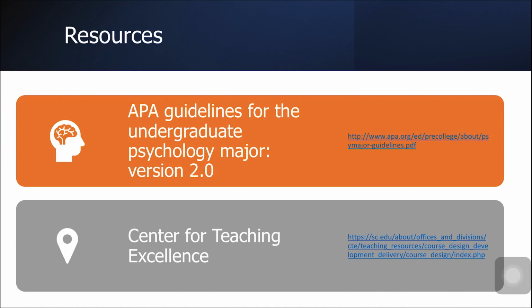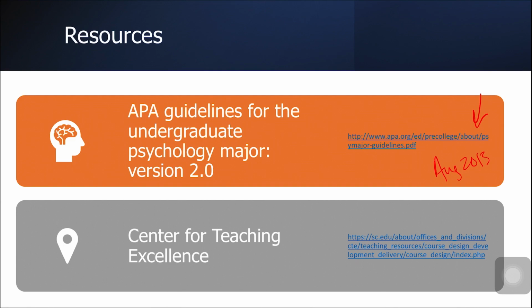I've provided a link here to the APA guidelines for the undergraduate psychology major coming from the APA. Now, this is version 2.0. It was released in August 2013, just to give you an idea of how old it is. There are definitely considerations for making changes to this. I'll cover this in just a minute.